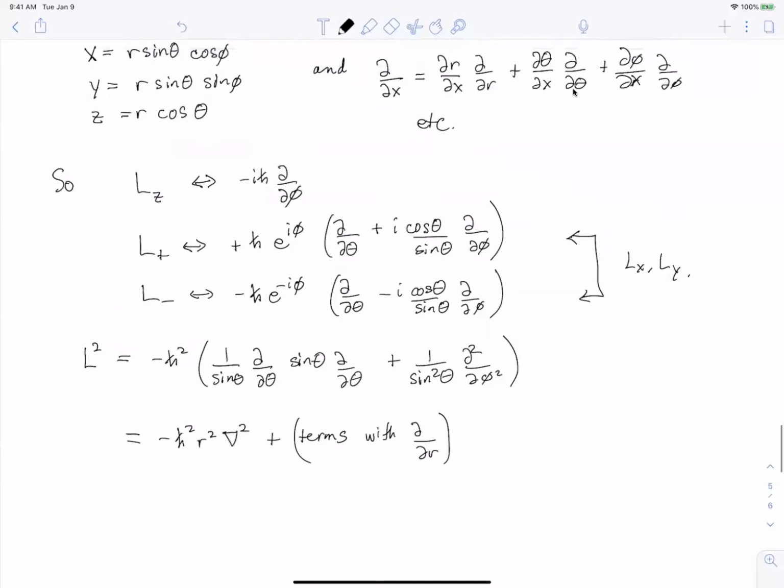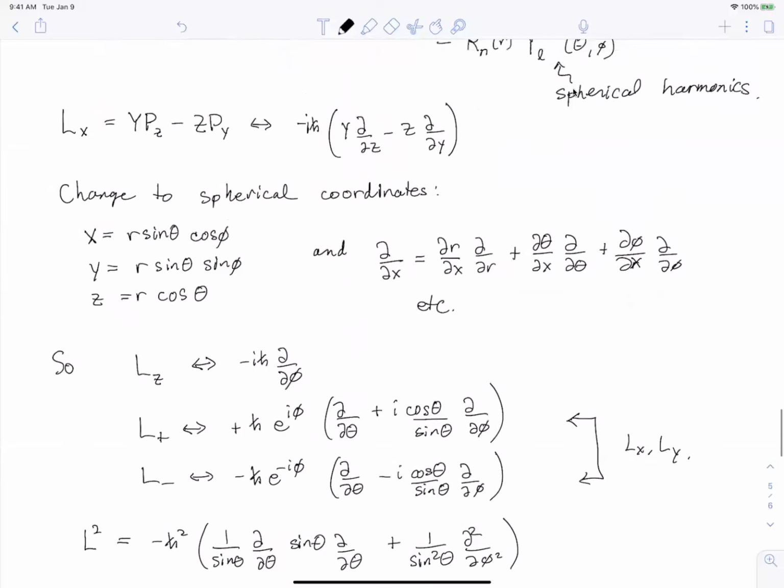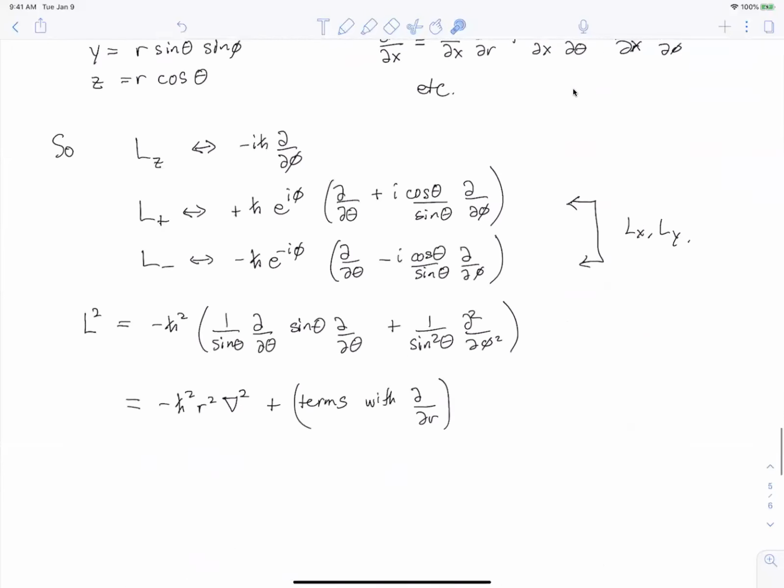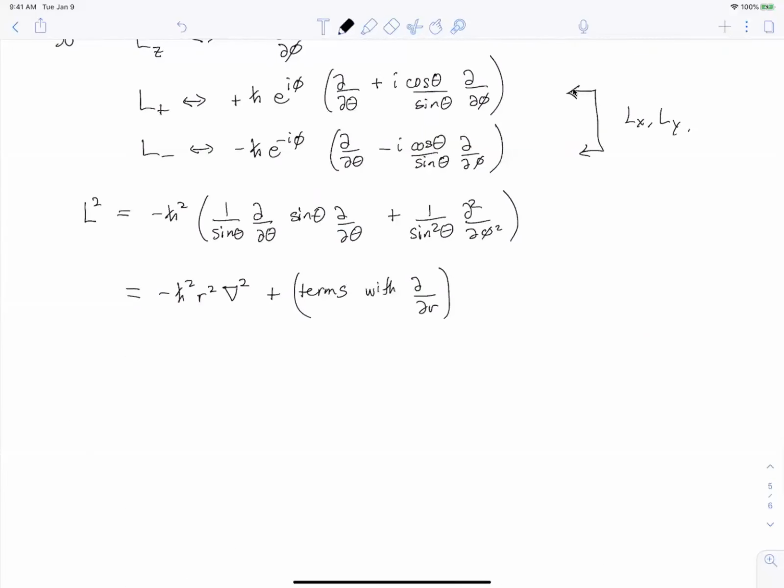So from our present point of view, we don't have to worry very much about those because we're going to separate things out and we're basically only going to find the part that only depends on theta and phi. Okay, so now we want to solve the eigenvalue problem for these.